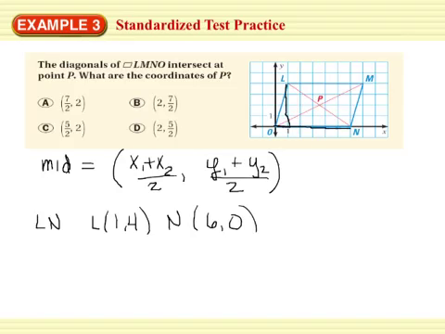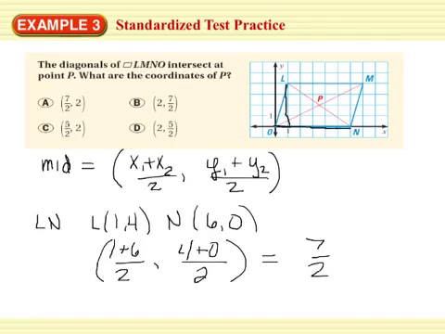Okay, so I have the points. Let me go ahead and do the midpoint now. 1 plus 6 over 2, and 4 plus 0 over 2. That gives me 1 plus 6 is 7 over 2, 4 plus 0 is 4 over 2, which is 2. Okay, that would be where the midpoint is, so it's where the two lines are bisected.